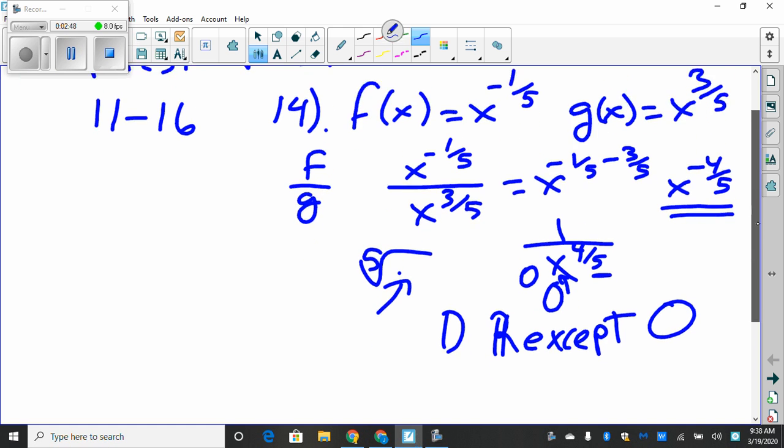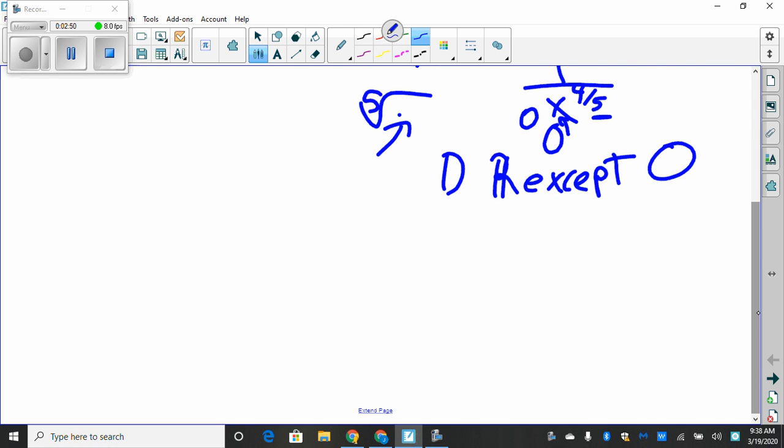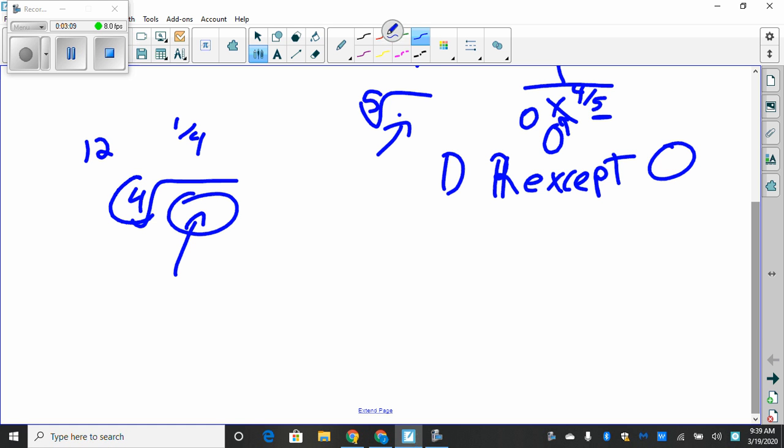So you've got to kind of think about it like that. For example, many of the other ones are all real numbers, but look at number 12 real quickly. You can't use negative values in number 12 at all because they're both to the 1/4 power. If I put any negative numbers in there, I'm not allowed to do that because you will get an imaginary answer. So I hope that helps a little bit with 11 to 16.